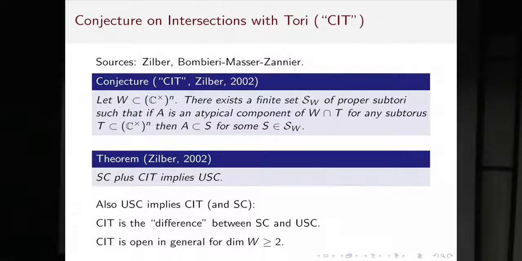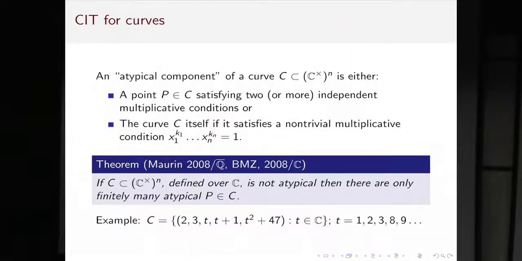So this conjecture is open in general for the dimension of W at least 2, but it is known for curves. So I want to state that and see what that result says. Now, if you have a curve that's dimension 1 in C star to the n, then a point on this curve is atypical if it lies in an algebraic subgroup of codimension 2. In other words, if it satisfies 2 independent multiplicative conditions.